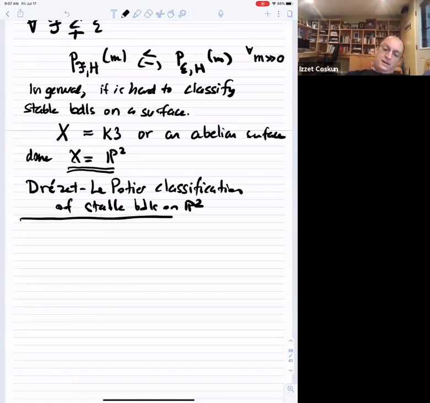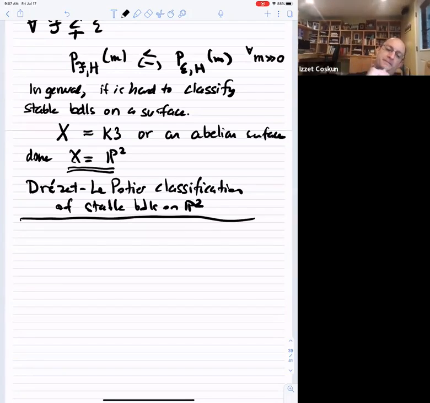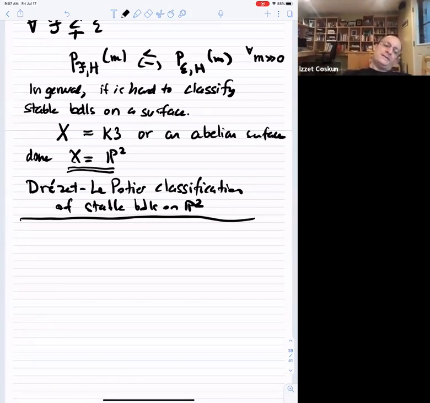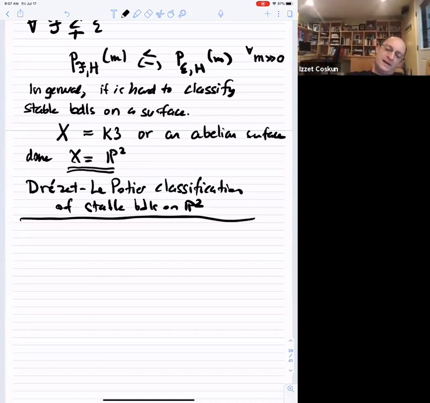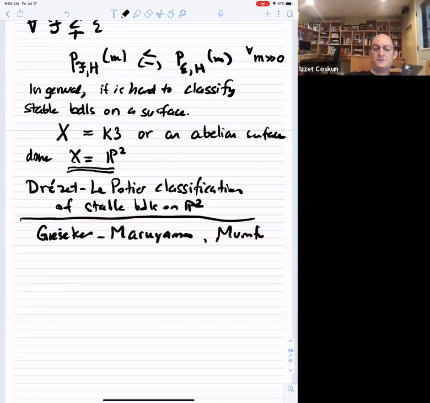All right, let me introduce one more invariant. So here is what I should have said. There is an important thing that I should have said before going on with this. The key point here is that Gieseker and Maruyama, building on work of Mumford, these are separately, but secretly, of course, one should put Mumford here as well.